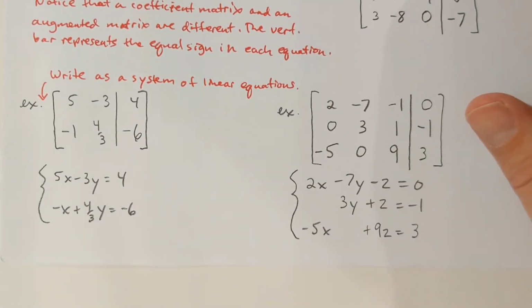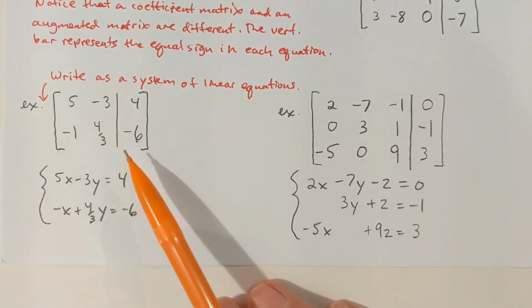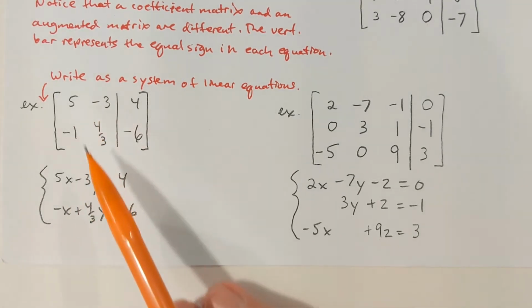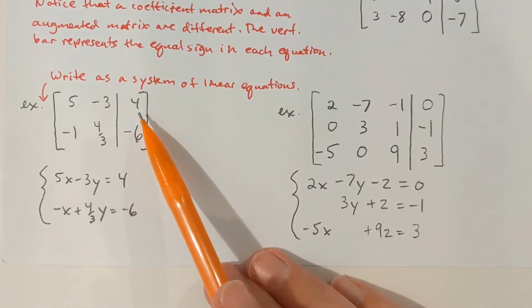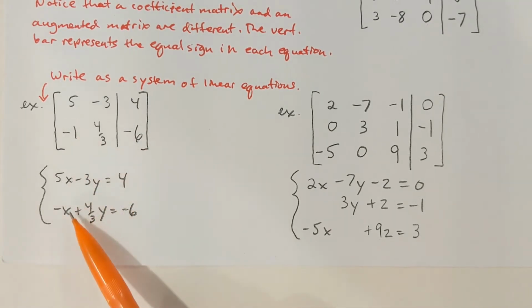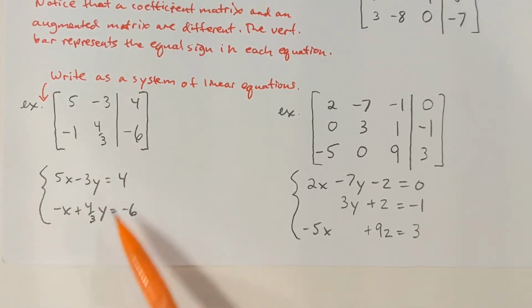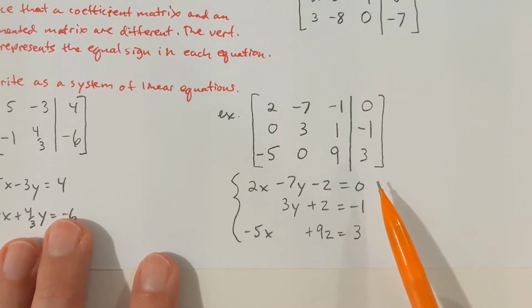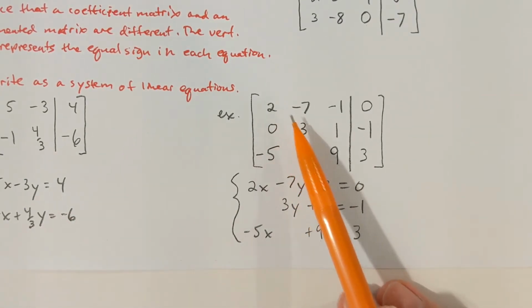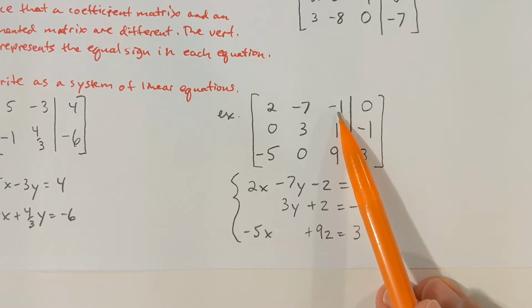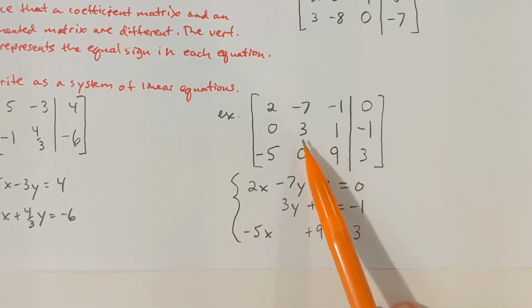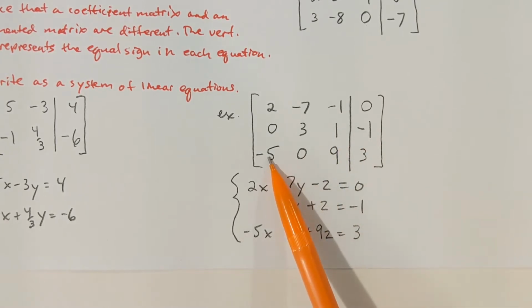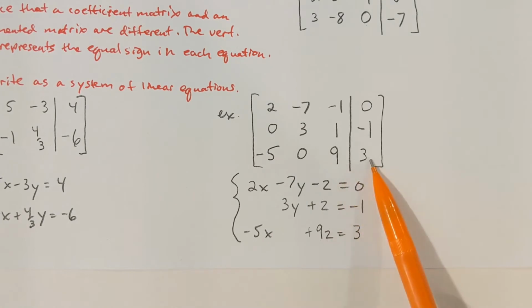Okay. Here's going the other way. So if we had an augmented matrix as a system, in the first equation you're going to have 5x minus 3y equals 4. The second equation, -1 times x plus 4/3 times y equals -6. Over here, this would be representing a 3 by 3. So I'm looking at 2x minus 7y minus z equals 0. And then 3y plus z equals -1. And then -5 plus 9z equals 3.